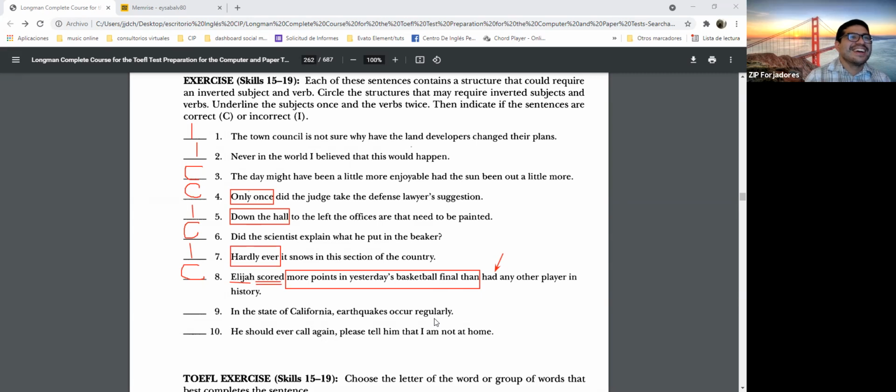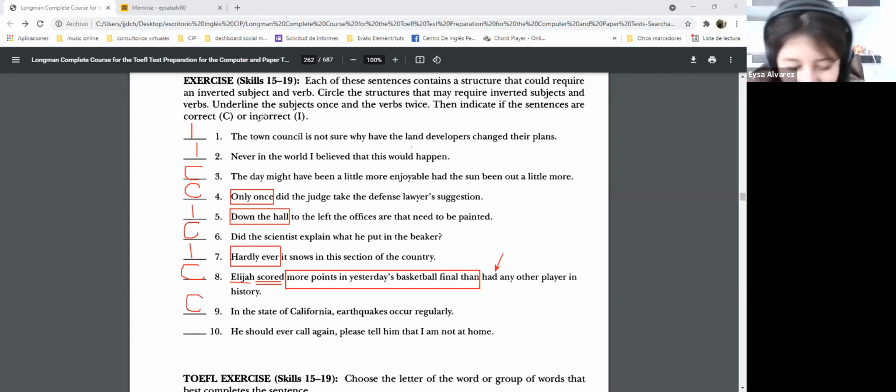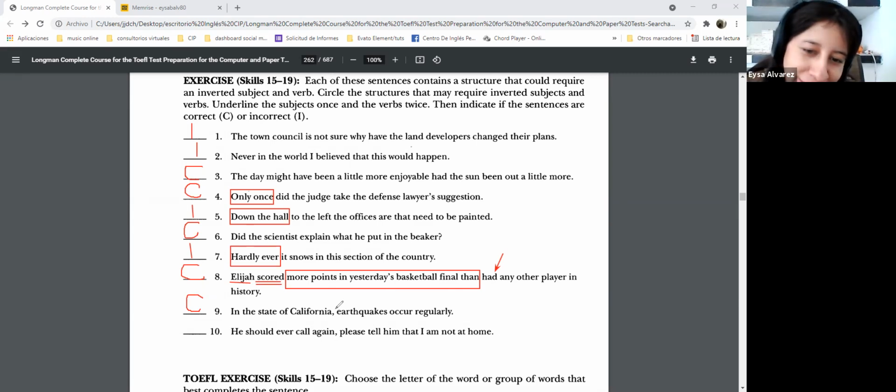All right, so let's go with number 9. Okay, the number nine is correct. We start with in the state, that is a place, of California. Then we have the subject, earthquakes, and the action is occur, and an adverb. So yes, that was easy. This one is correct, and we don't have to invert the order because we have the comma, right? If we didn't have the comma, we would have to invert the auxiliary.